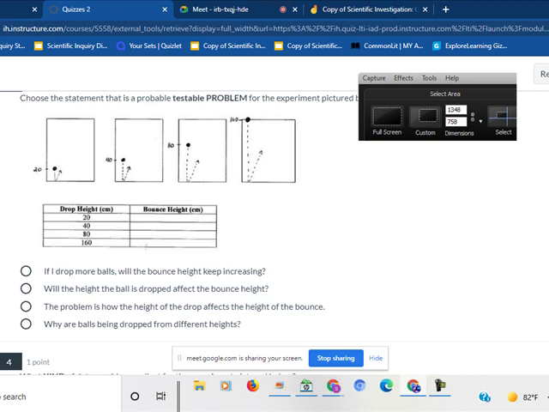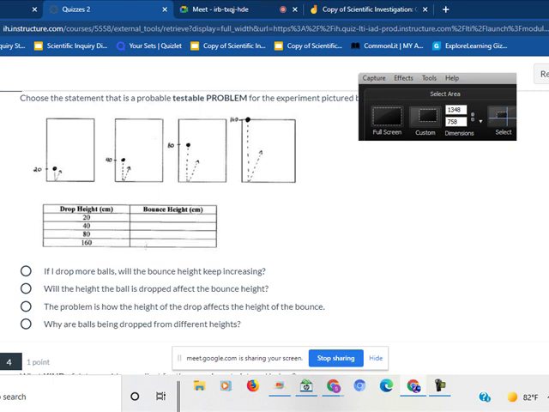If I drop more balls, will the bounce height keep increasing? No, because they're not dropping multiple. Right. They're just changing the height. Will the height the ball is dropped affect the bounce height? That could be a possible answer. The problem is how the height of the drop affects the height of the bounce.